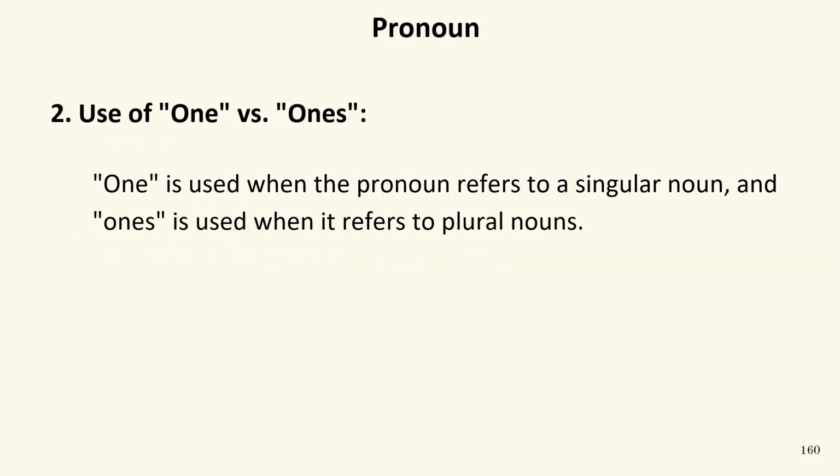Now, one versus ones. Now, what is one? We have already read about nominative case, objective case, and possessive case. In case of the word one, it is used as a subject. Now, it does not have any objective case, but it has a possessive case, that is one's. Now, if I write a sentence using the word one, it is one, not anyone or anything or someone. It is only one.